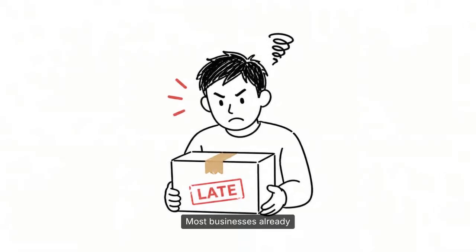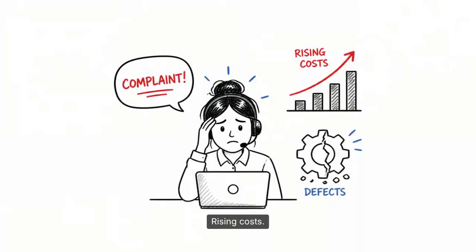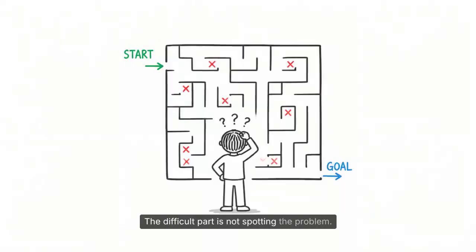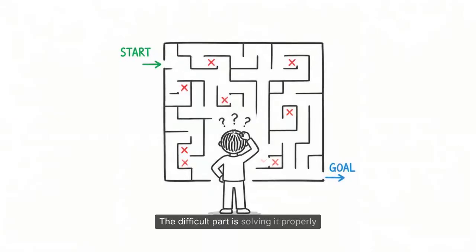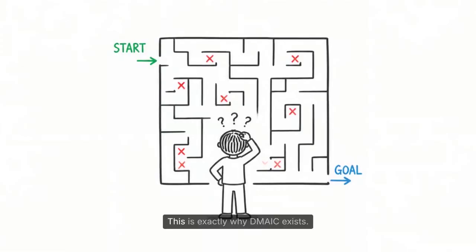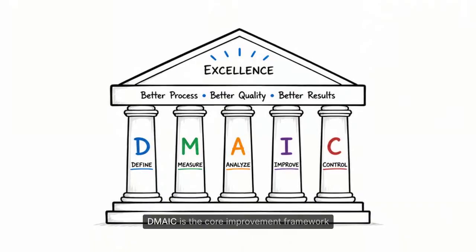Most businesses already know they have problems: late deliveries, customer complaints, rising costs, defects, missed deadlines. The difficult part is not spotting the problem. The difficult part is solving it properly without creating new problems somewhere else. This is exactly why DMAIC exists.